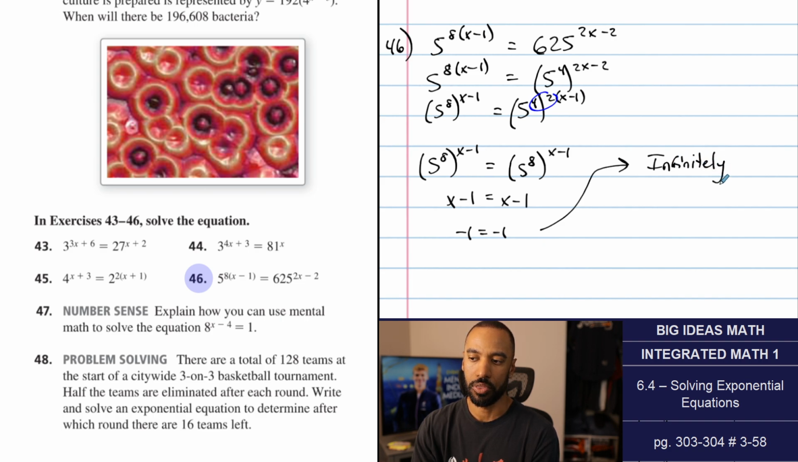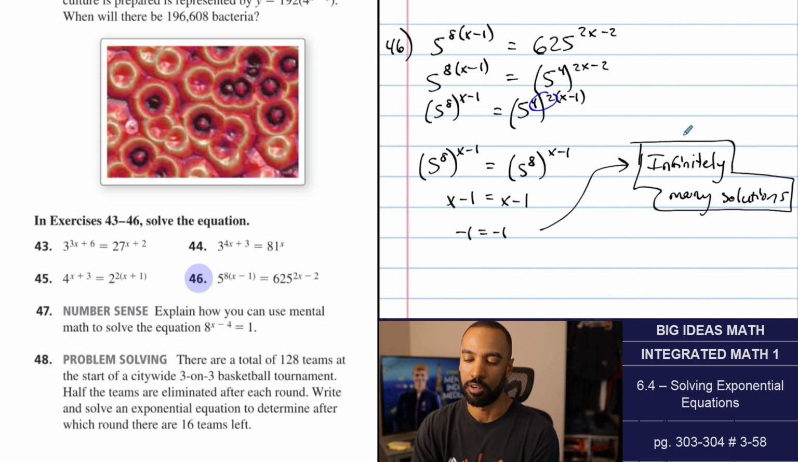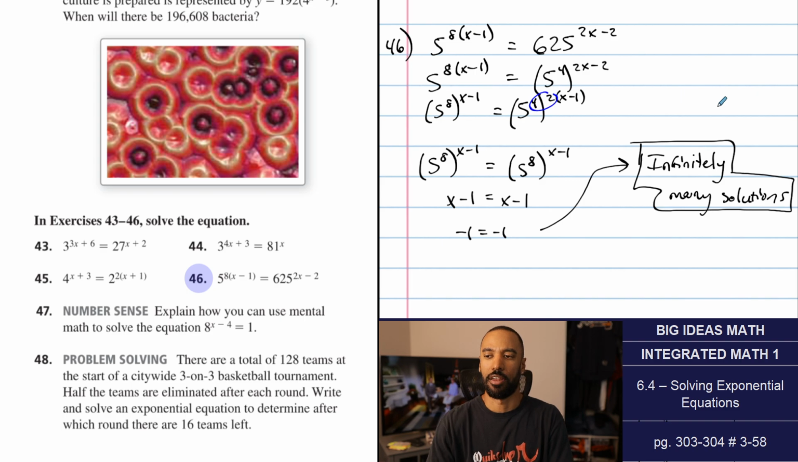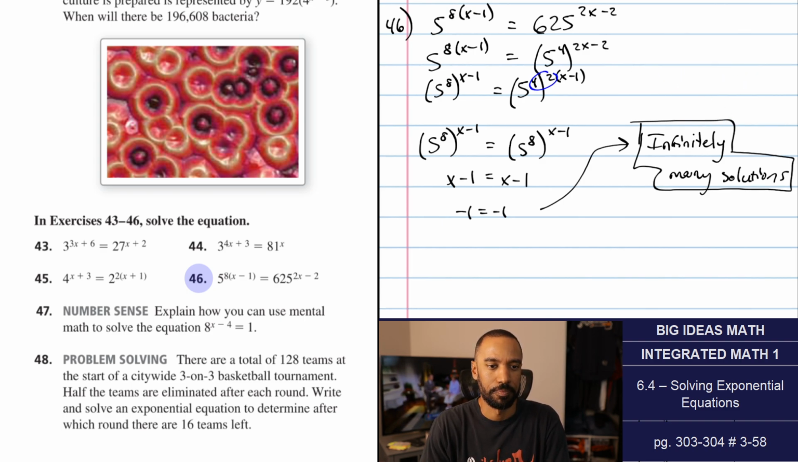So you could do other things. I tried to just avoid calculator usage. I could have done 5 to the 8th power, gotten some number, and figured out what I have to do with the 625. I'm going to avoid that if at all possible, and it looks like I did there.